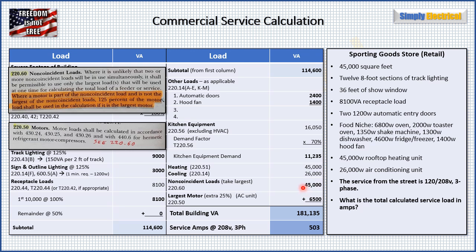All right. Now I'm going to move on to this next thing, and then we're going to come back to this last sentence here under 220.60. Okay, we're going to go to 220.50, and we're going to find our largest motor and what we're going to do about that.